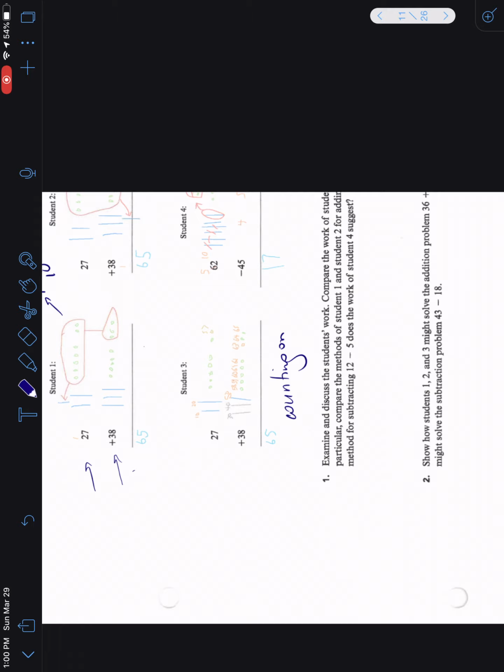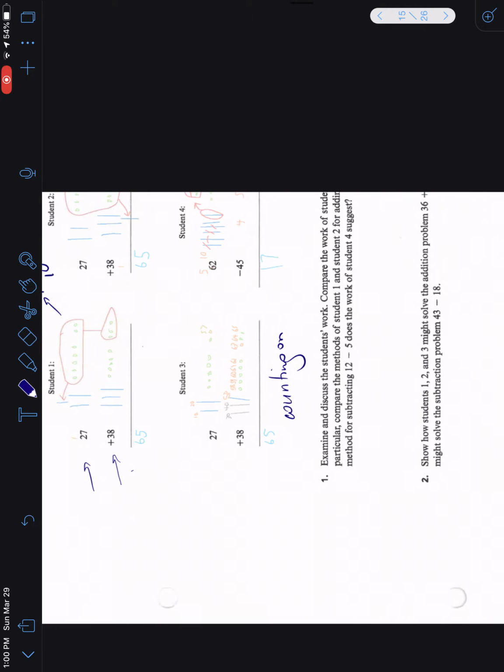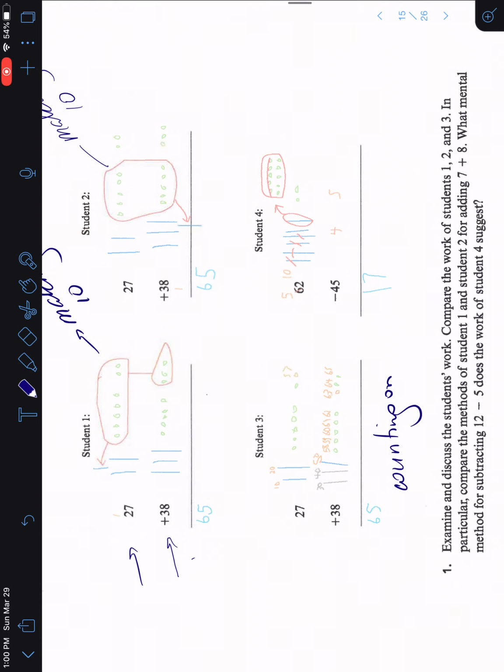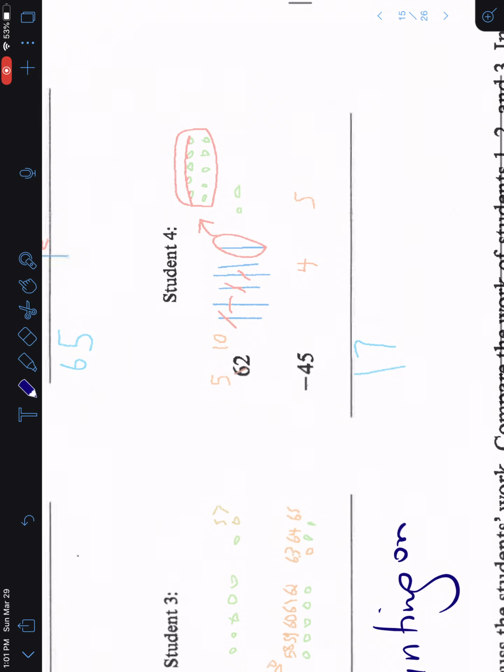So let's get back to what this student is doing. We have 62 modeled. This student is taking away the 40. You see the crossed out 40. The student is trading the 1 ten for 10 singles and crossing out the 5. And the student is left with 1 ten and 7.